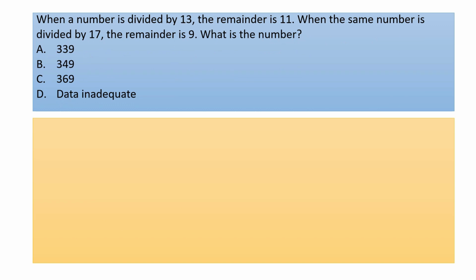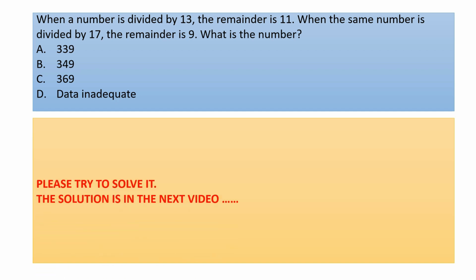We have seen some example problems, and this is an exercise problem for you. Please try to solve it. We will see the solution in the upcoming video. I am reading the problem statement. When a number is divided by 13, the remainder is 11. When the same number is divided by 17, the remainder is 9. What is the number? They have given 4 options: option A is 339, option B is 349, option C is 369, and option D is data inadequate.